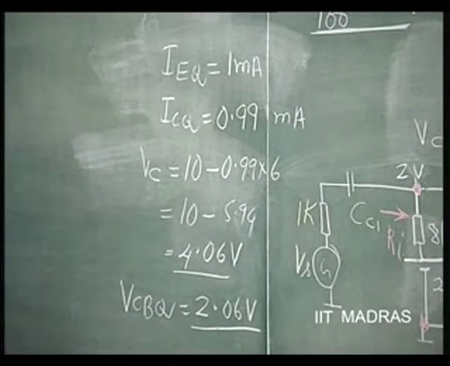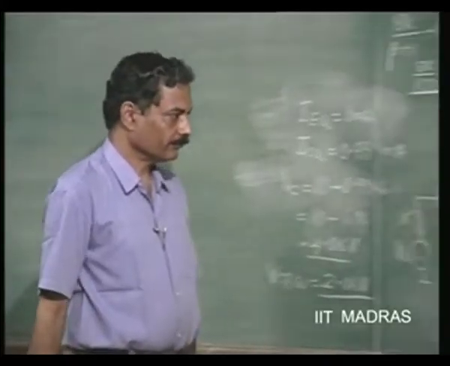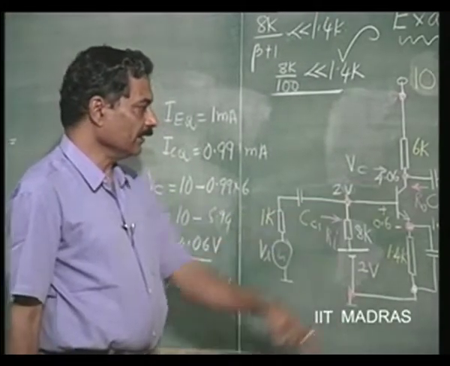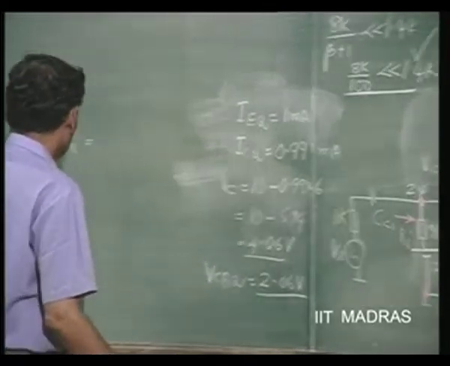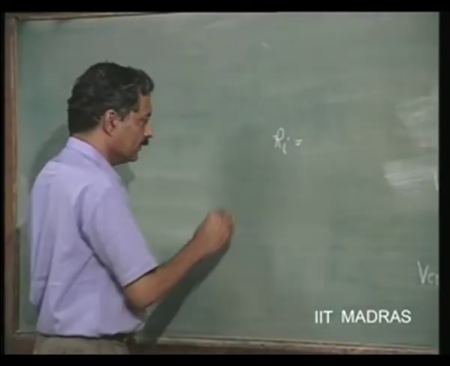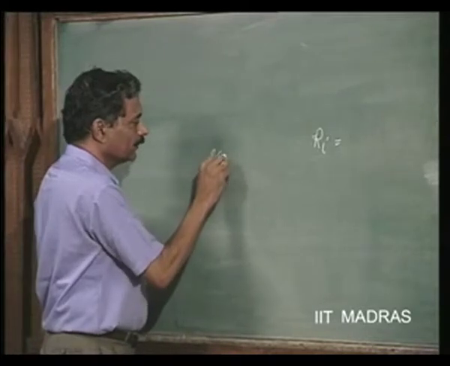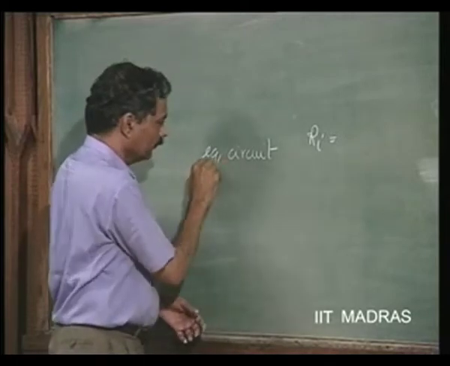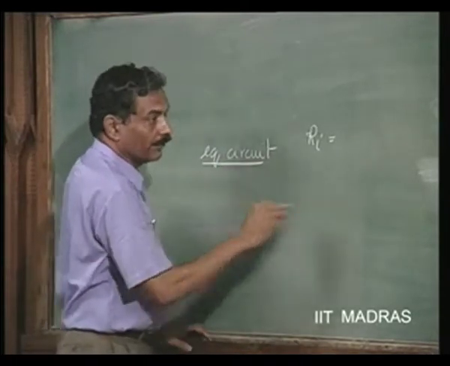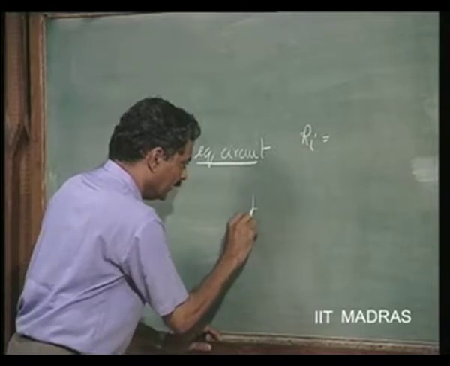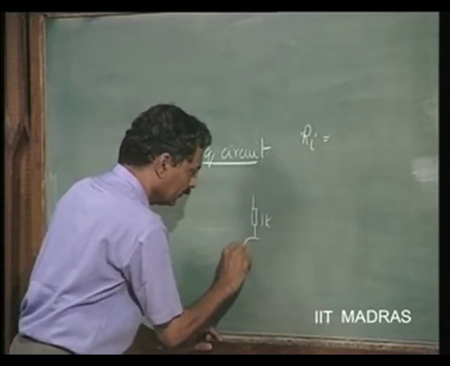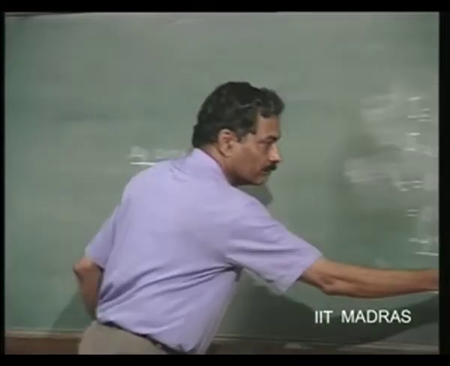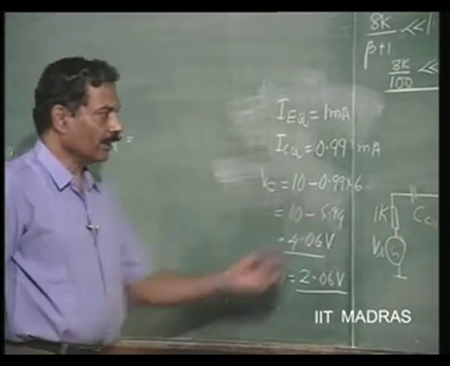Now, input resistance Ri. As far as the equivalent circuit is concerned, now we can put down the equivalent circuit of the entire amplifier. We have Vs with Rs of 1K to ground. This is called a coupling capacitor.